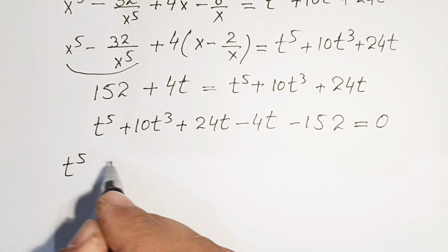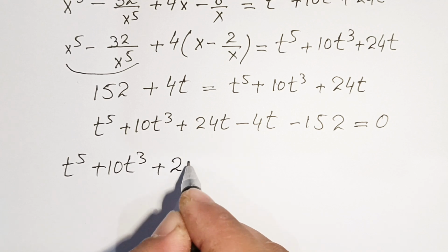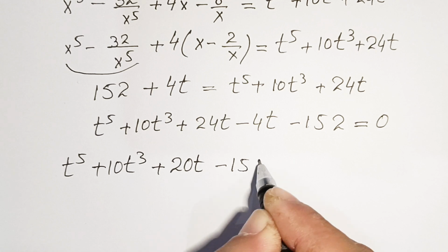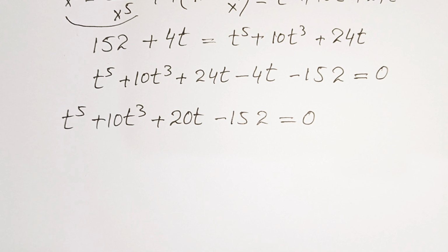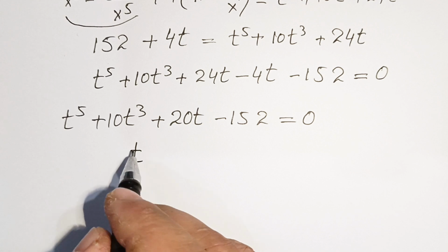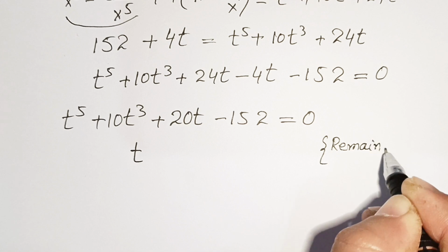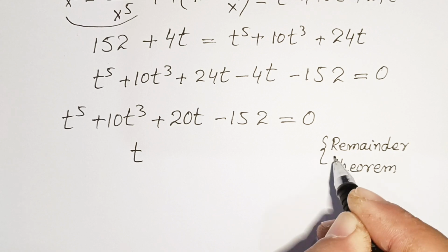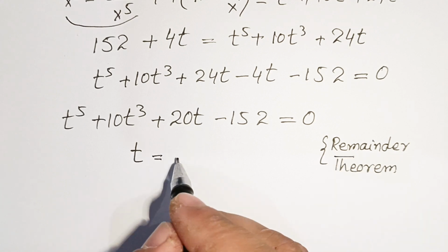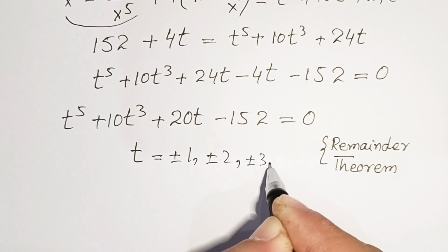Now t to the power 5 plus 10t cubed plus 20t minus 152 is equal to 0. Here, according to the remainder theorem, we are going to use the remainder theorem for the value of this t. Here t can be plus or minus 1, plus or minus 2, plus or minus 3, and so on.